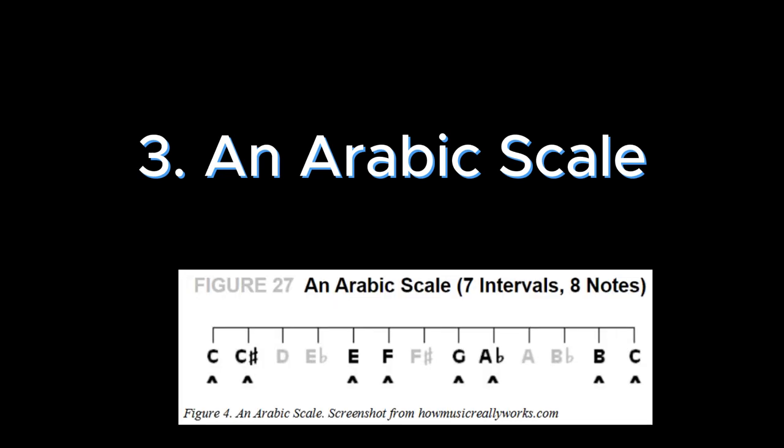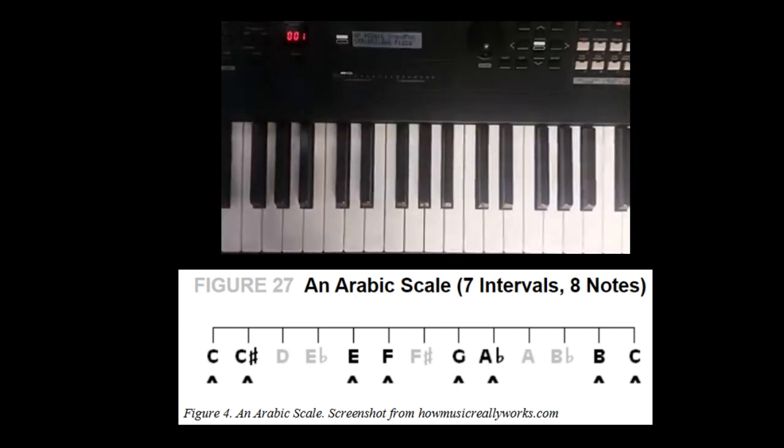Three, an Arabic scale. It has the same beginning as the diatonic, which is C. However, the Arabic scale has an interval of four semitones, which is illustrated below. The sound created by these intervals has a non-Western feel and has a presence of exoticism.